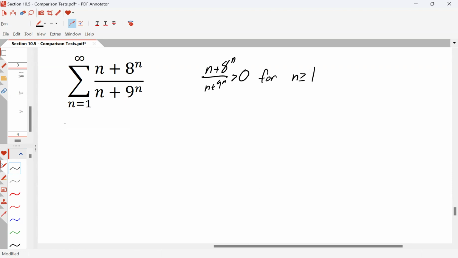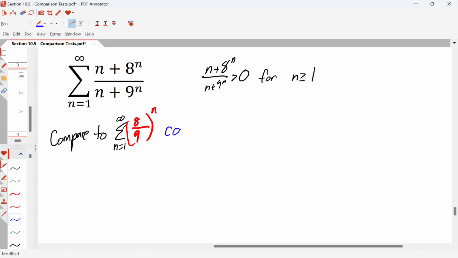So now we are going to find what to compare to. And it's following the same order: we want to compare to the series that has the biggest things happening. The biggest thing from the numerator is this 8 to the n, and the biggest thing from the denominator is the 9 to the n. So we have 8 to the n over 9 to the n. We have a fraction where both the numerator and denominator are being raised to the n. So we're looking at the series n equals 1 to infinity of 8/9 to the n.